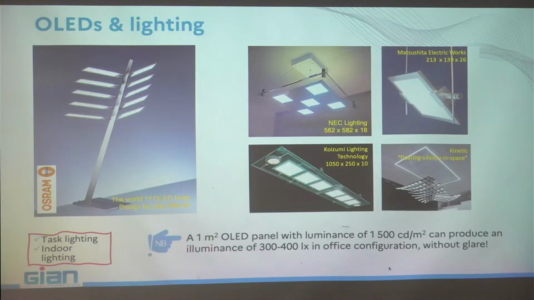And just to remind you that if I have a single 1 meter OLED device with luminance of 1,500 candela per square meter, which is very low, you cannot be glared by that, then you can obtain 300 to 400 lux on the table, what is requested by the.